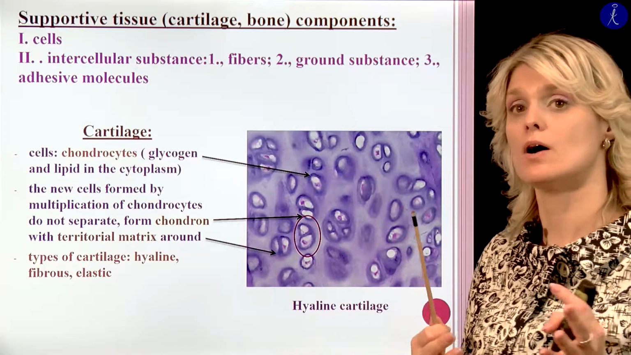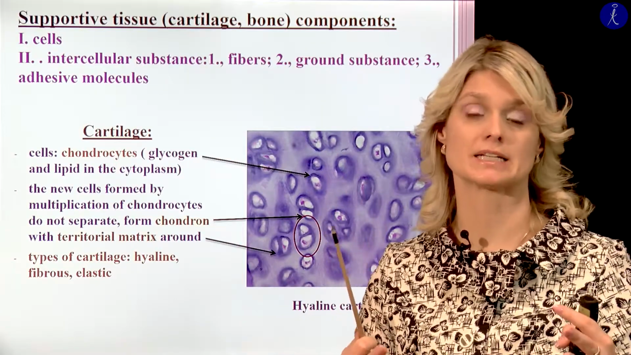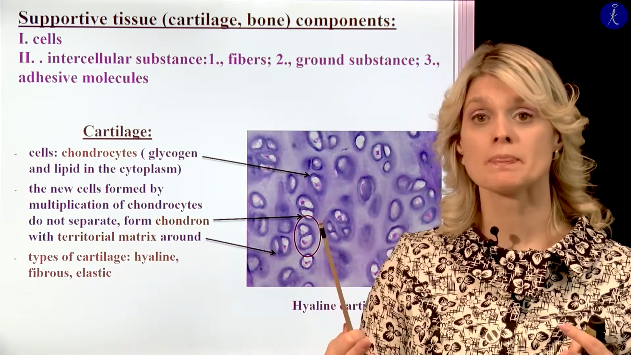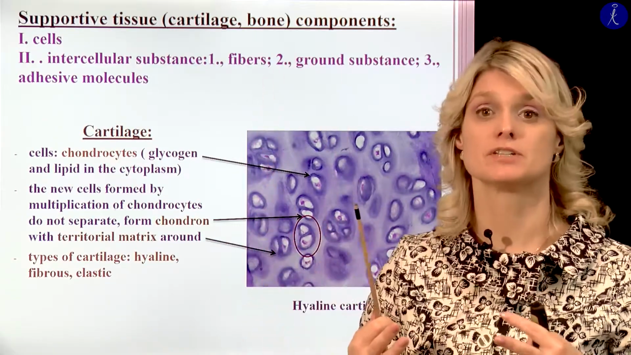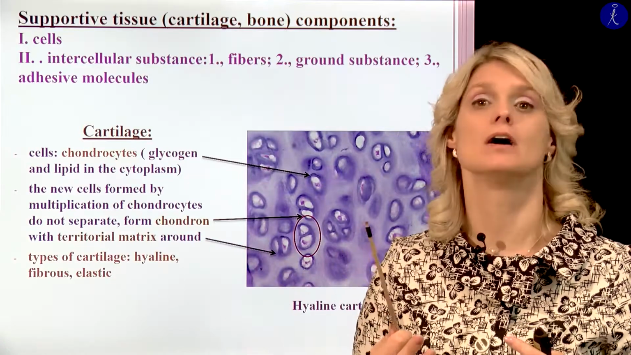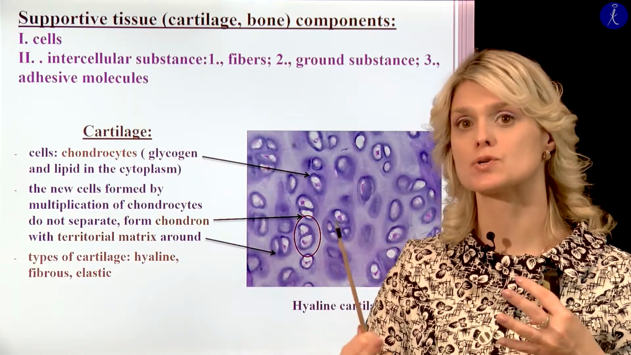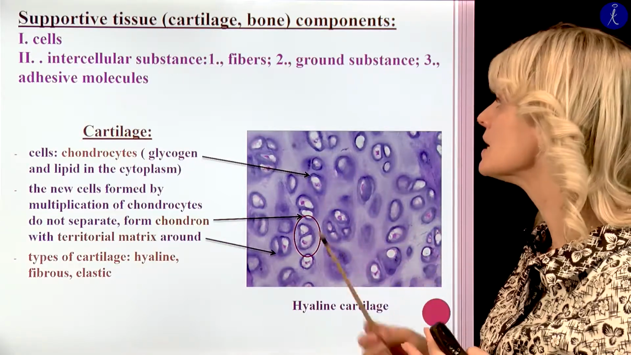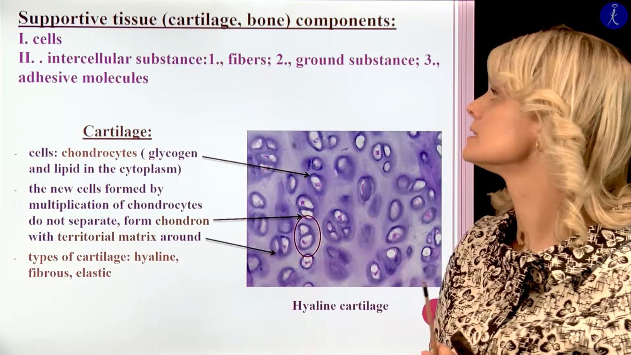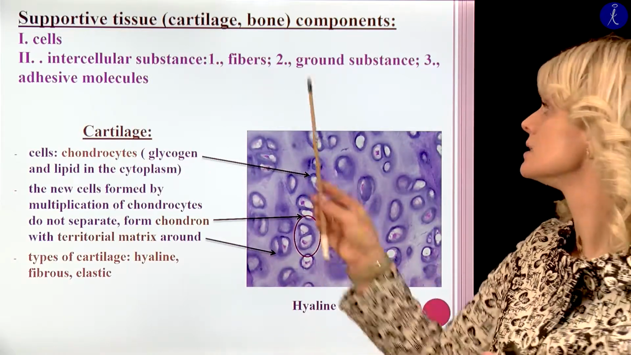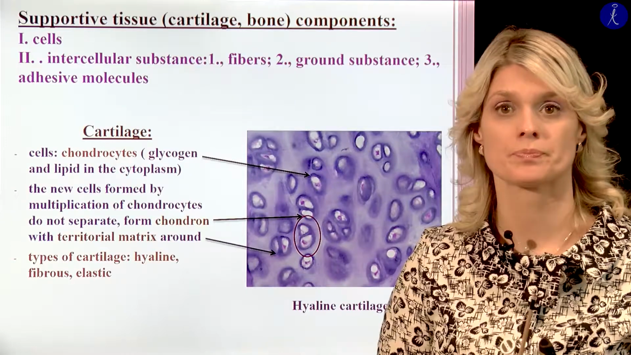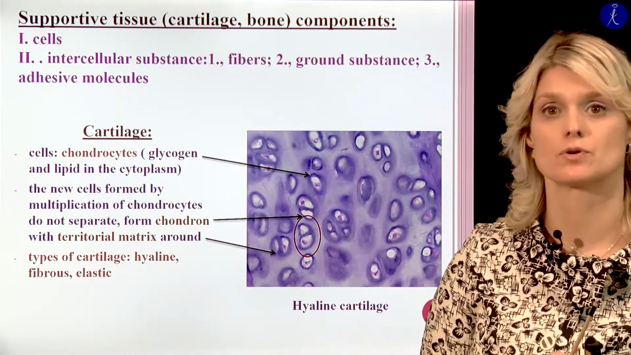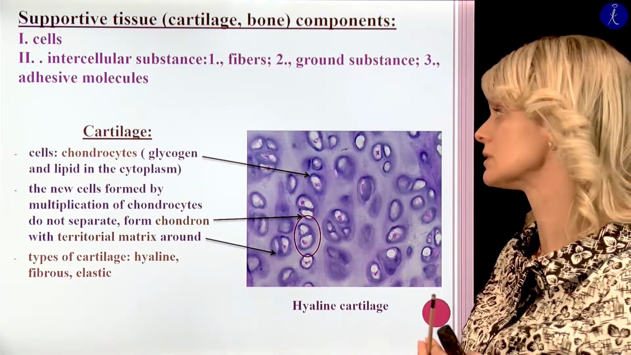After, we have another type of connective tissue where the amorphous ground substance is the dominant component. This type we call supportive connective tissue, because they are stronger if you look at their mechanical characteristics. So one of these tissues is the cartilage. Here you can see a hematoxylin-eosin stained slide of one of the cartilages, which is the hyaline cartilage.